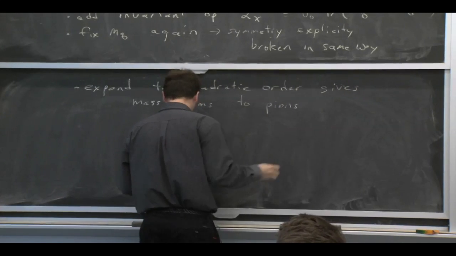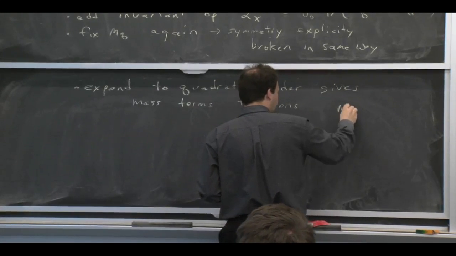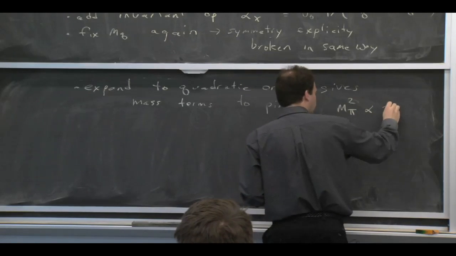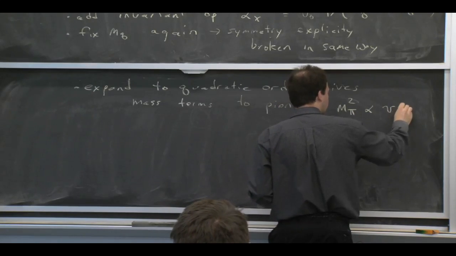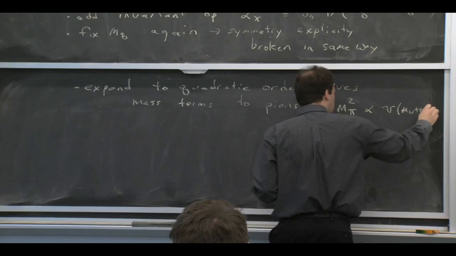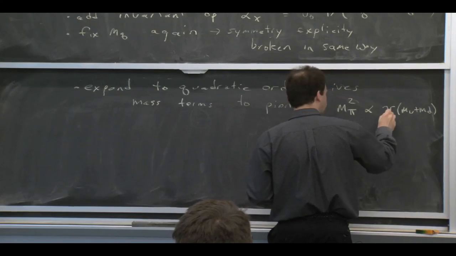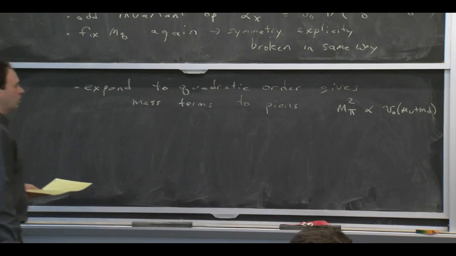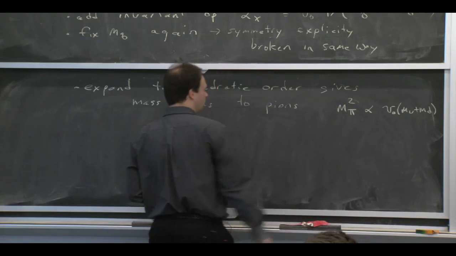But one important thing about it is that the mass is proportional to V times the quark mass, V0. So the parameter in the Lagrangian is linear in the quark masses, and quadratic in the Goldstone mass.